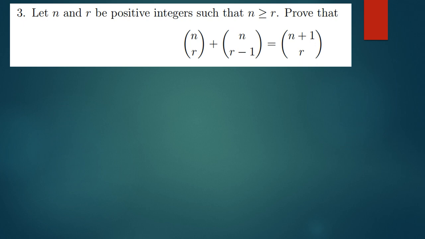So in this tutorial we're going to be proving this question which says n choose r plus n choose r minus 1 is equal to n plus 1 choose r. So the question says let n and r be positive integers such that n is greater or equal to r. So we've been asked to prove.